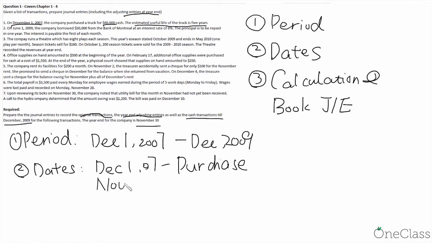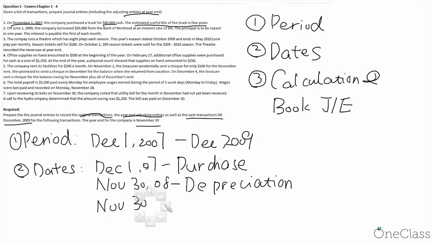And the year end of the company is November 30th. So on November 30th, 2008, which is 1 year after the check was purchased, we have to book the depreciation. And the same thing will also happen in 2009. So on November 30th, 2009, we also need to book the depreciation for the whole year.